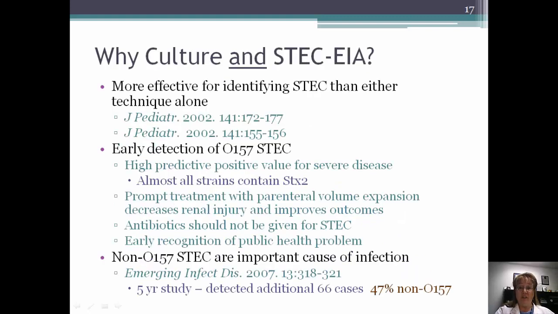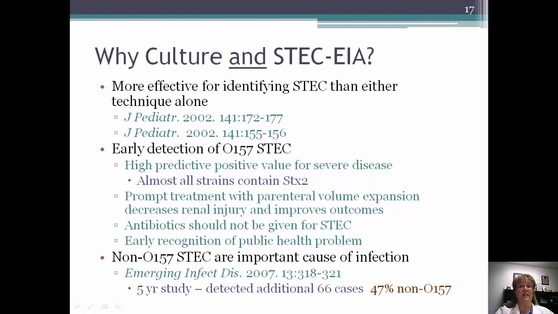So why both culture and testing for Shiga toxin? Basically, it boils down to that it's better to do both than to do either one alone. Obviously, the culture for O157 is going to be important because it does have a high predictive value of a positive for severe disease when you isolate the organism. You also want to make sure that you can treat those patients very promptly. You want to avoid antimicrobial therapy, and you do want to treat with parenteral volume expansion to make sure that their kidneys don't become damaged.